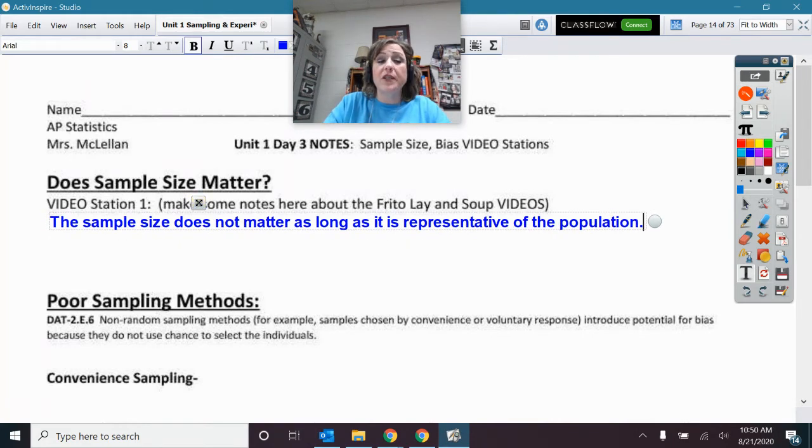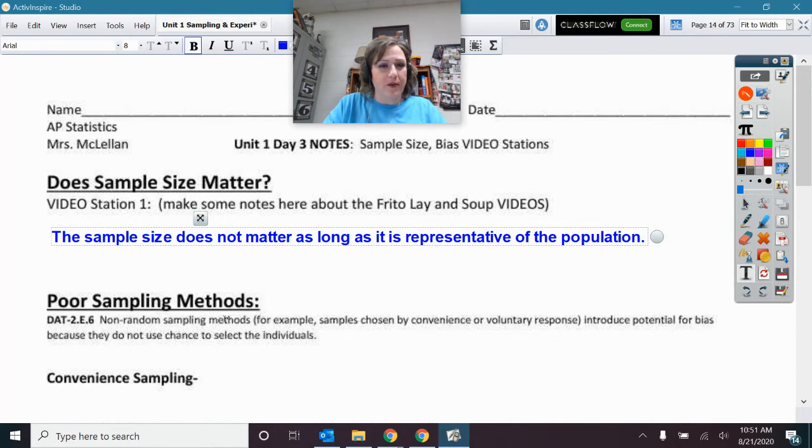Later in this class, next semester in fact, we're going to talk numerically about what is considered a large enough sample size whenever we're taking a sample. That's also the same thing with the Lay's potato chips. They had 45,000 pounds of potatoes on that truckload, and they only had to sample 150 pounds because it was a representative sample for them to be able to tell. So the sample size doesn't matter as long as it's representative of the population.